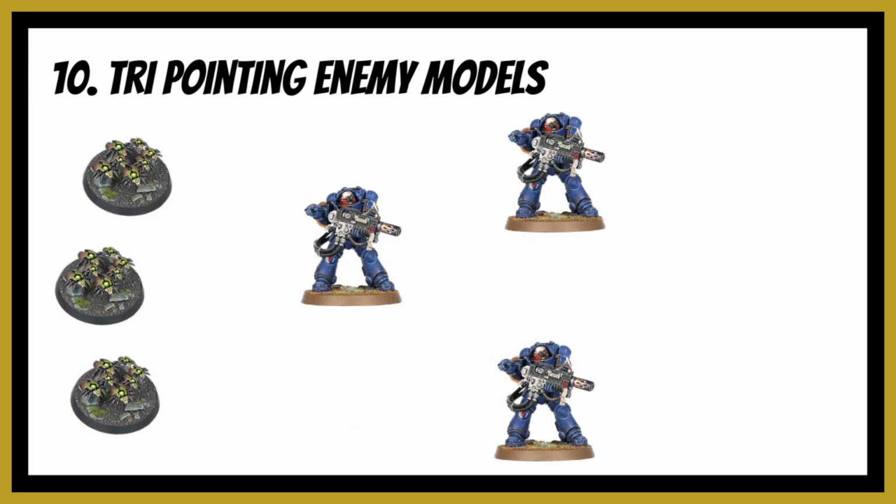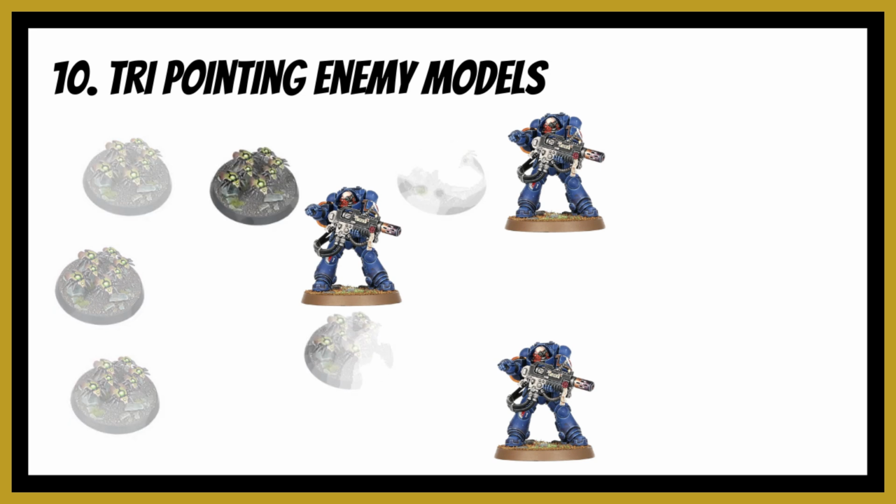Now part B of this point, I'm going to use the same example again. I've got 3 Canoptic Scarab Swarms, but this time I've got 3 Eradicators as opposed to 1. Now at this stage you're probably thinking, you can't try point 3 models, especially when they're spread out in this way. And you'd actually be incorrect here. Very similar to the previous example, do the exact same, try point just 1 single model.